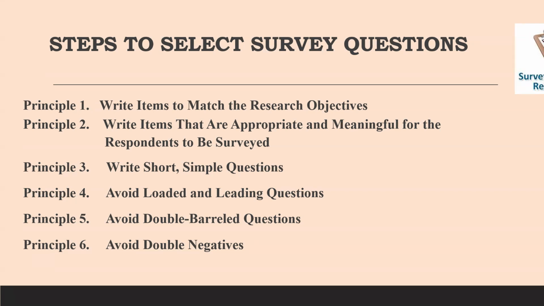Principle 5, avoid double-barreled questions. Principle 6, avoid double negatives. Now the double-barreled question, you're going to ask about 2 or more issues in a single question. In other words, you want to make sure that your question is just simple and it's not asking 2 questions.